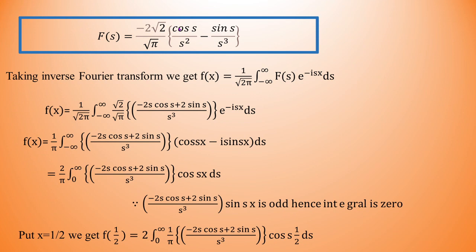So what we have? The first term will reduce to cos s by s squared and the second term will reduce to sin s by s cubed. So this is nothing but the required Fourier transform.